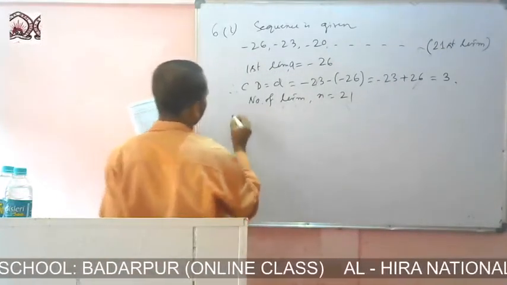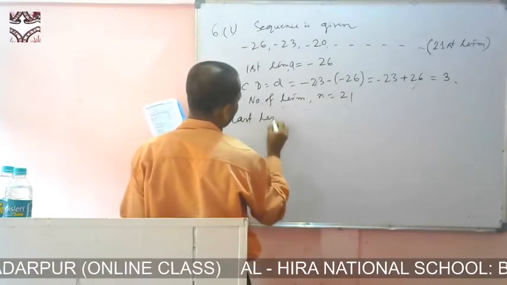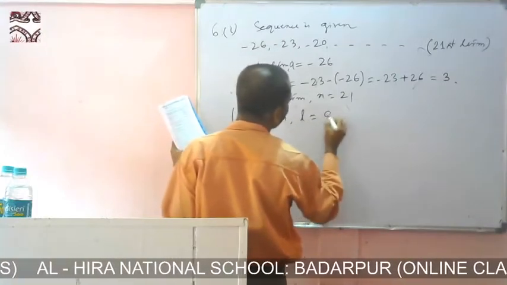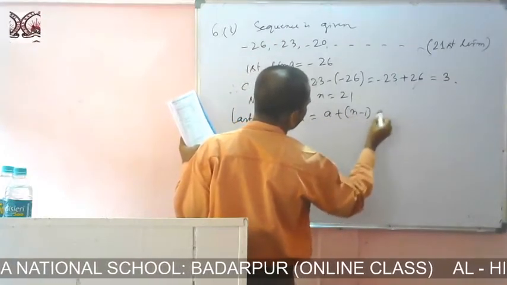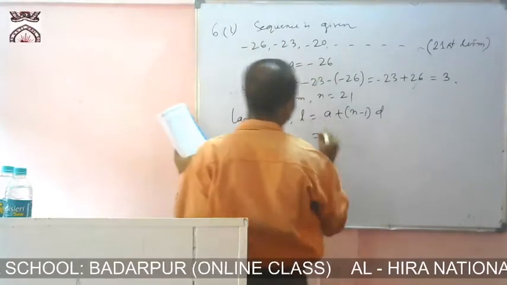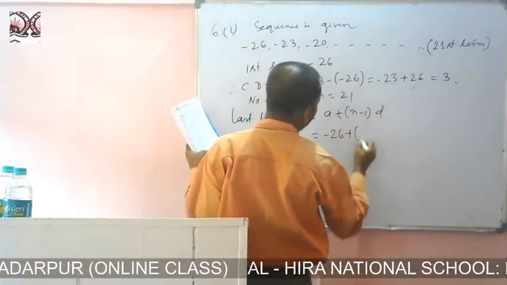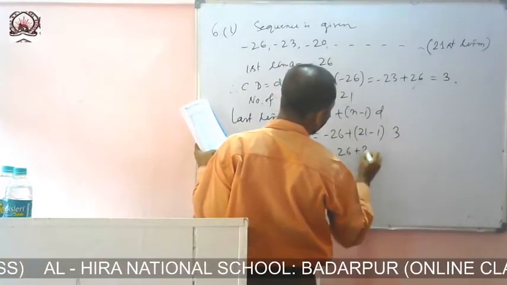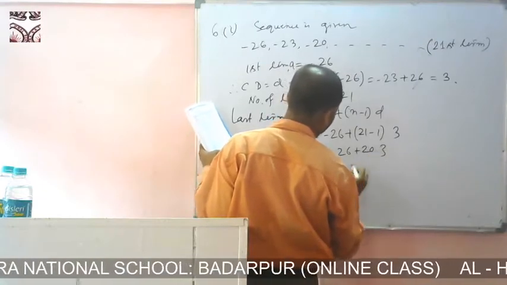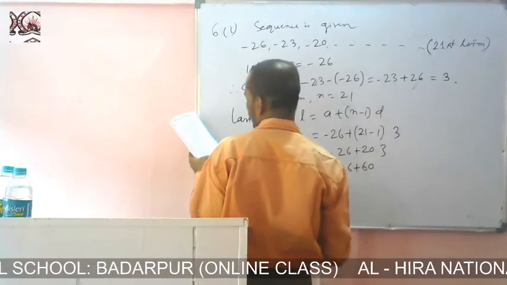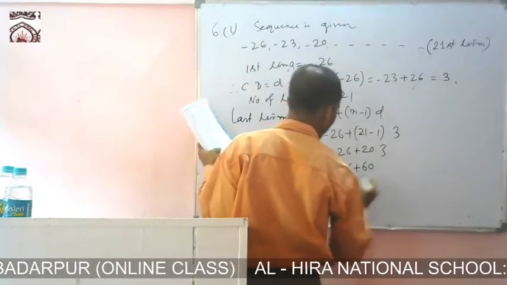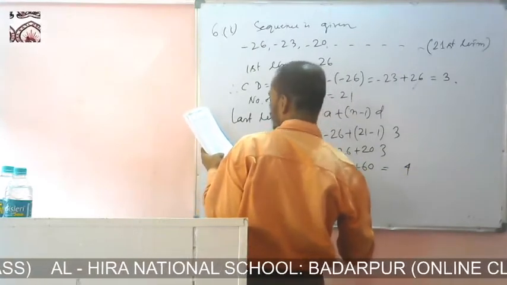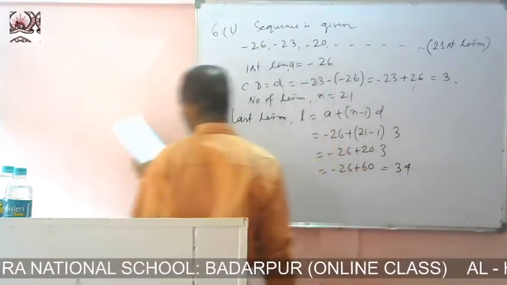So the last term. The formula is L is equal to A plus n minus 1 into D. So A is minus 26, and n is 21. Minus 1 into D is 3. So minus 26 plus 20 into 3, so minus 26 plus 60, which gives 34. So L is 34.